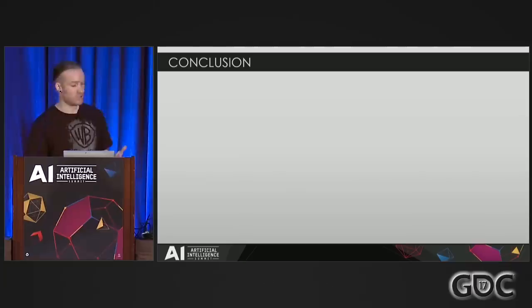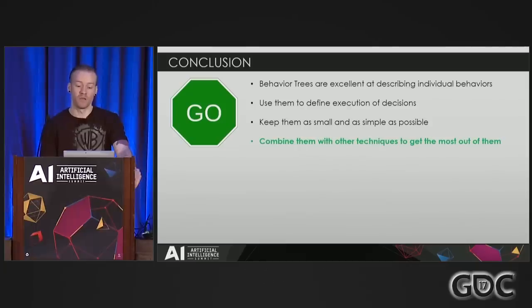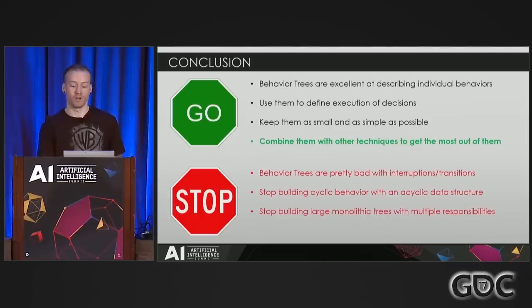So in conclusion, I'm just going to give you some do's and don'ts, basically wrapping up what I just talked about. Behavior trees are excellent at describing individual behaviors, hence the name, I guess, behavior trees. So use them for that. Keep them as small and as simple as possible, and combine them with other techniques to get the most out of them. Also, things that are bad are, as I said, interruption transitions and the cyclic problem. And please stop building large monolithic trees that have multiple responsibilities.